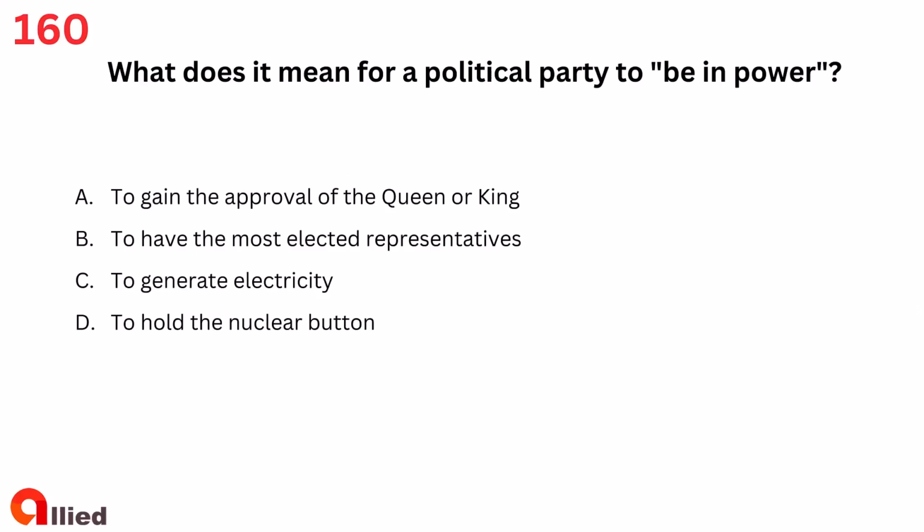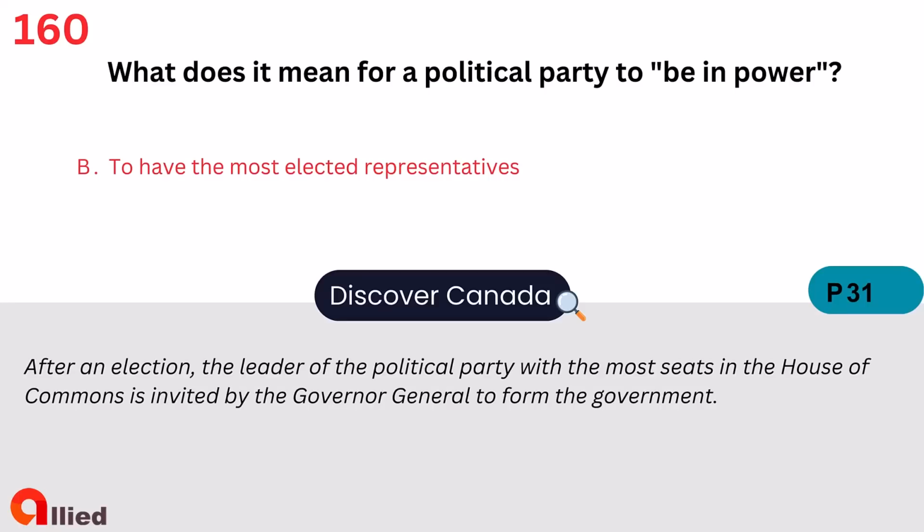Question 160. What does it mean for a political party to be in power? A. To gain the approval of the Queen or King. B. To have the most elected representatives. C. To generate electricity. D. To hold the nuclear button. The answer is B. To have the most elected representatives.